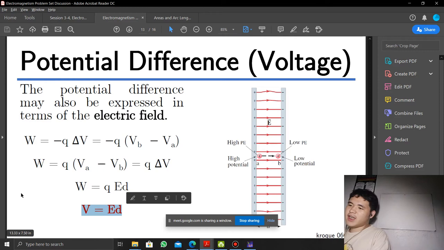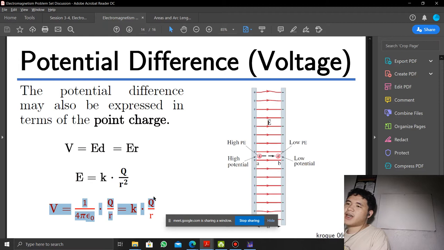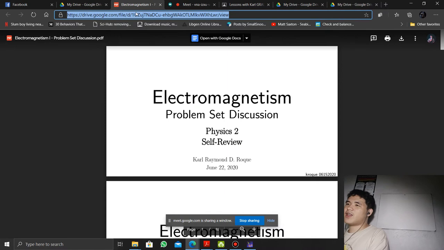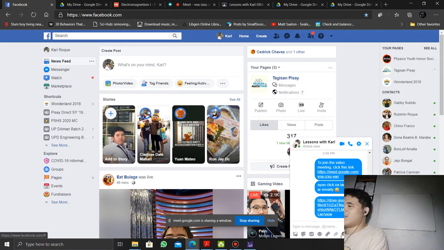Tapos, pag naman in terms of point charge, KQ over R. Okay? Then, ayun, steps to take the total electric potential, simply add the potentials of each particle, no? We'll see more in the problem set. Tas if you need the recap, nandito na siya sa group chat nyo. If you need the formula, sige na.